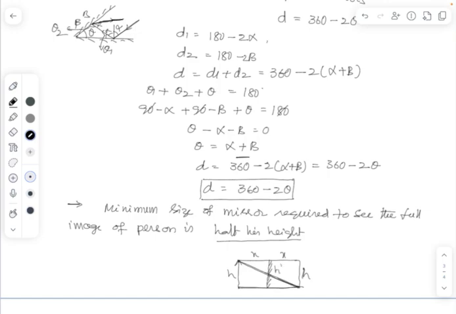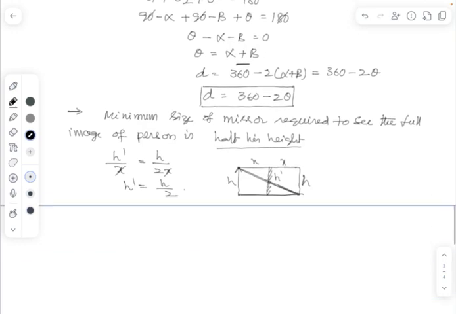Height of mirror h dash. h dash by x equal to h by 2x. Therefore, h dash equal to h by 2. Height of mirror required equal to half his height.